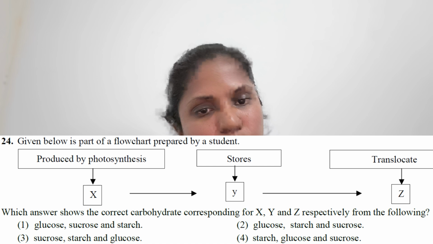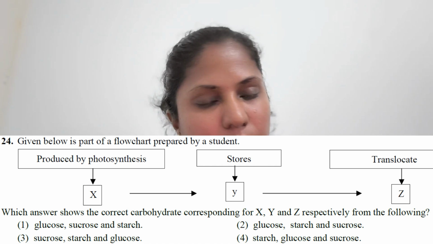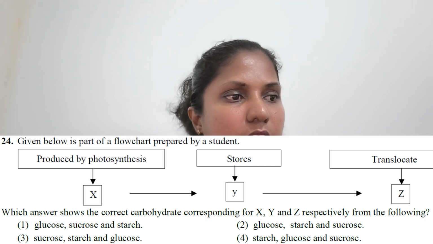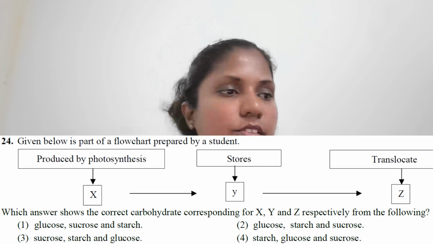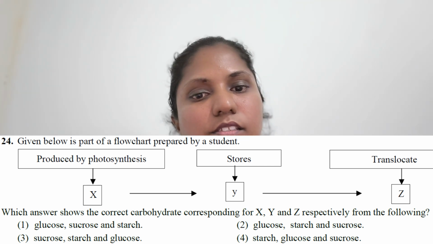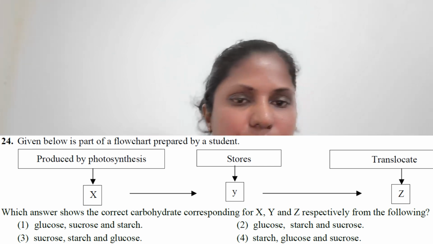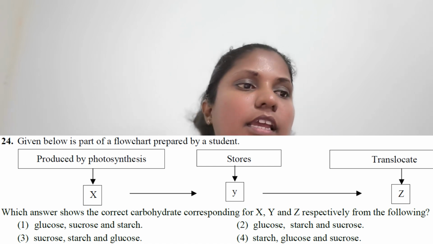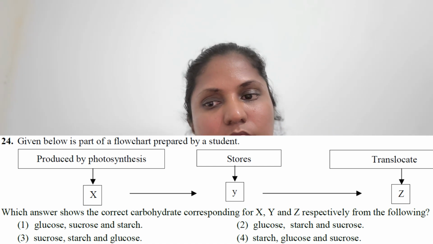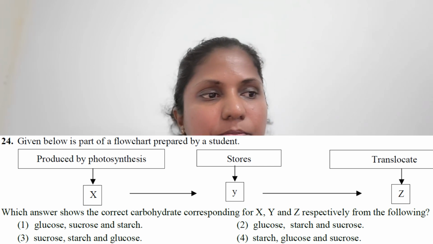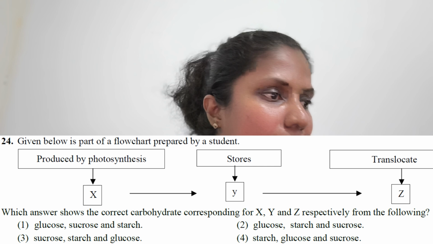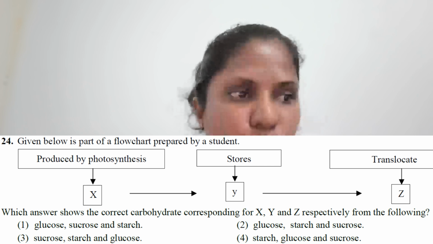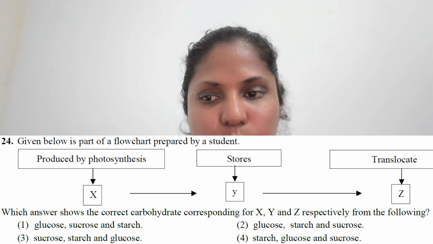So during the photosynthesis, the carbohydrate that is produced is glucose, and the storage form of this glucose is starch, and the form for transporting those stored starch is sucrose. So as we know, by understanding that, we can get the answer as glucose, starch and sucrose. So it's answer number 2.